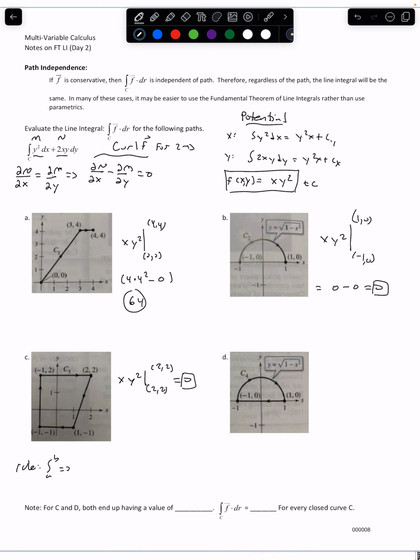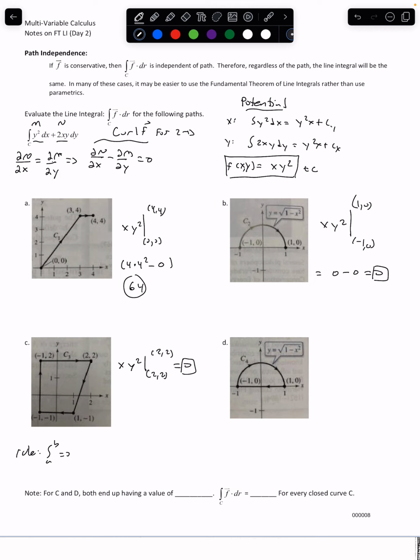And what this is telling us is, if we start and end at the same place and it's conservative, the line integral is going to be 0. The same thing for D. Let's take a look at D. If I take that vector field, if we start at (1, 0), we're going to end up at (1, 0), and we get 0. And that's what this says. For C and D, both end up having a value of 0. The line integral is just 0 for every closed curve C if conservative.